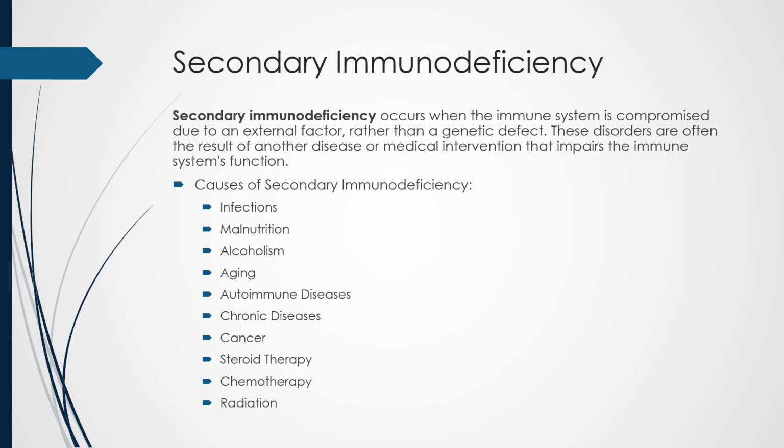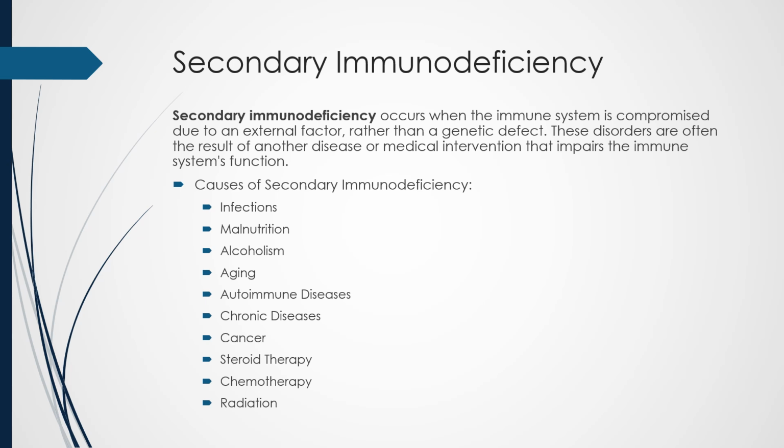immunodeficiencies include infections, where conditions like viral infections such as HIV or AIDS and other chronic infections can lead to secondary immunodeficiency by damaging immune cells or suppressing the immune system. Poor nutrition can weaken the immune system, particularly deficiencies in essential vitamins and minerals that are crucial for immune cell function. Chronic alcohol consumption can impair immune function by altering the function of immune cells and organs like the liver, which is involved in immune regulation.